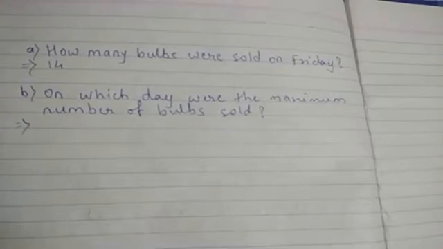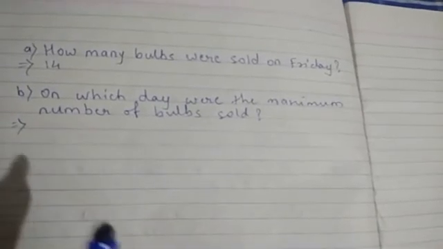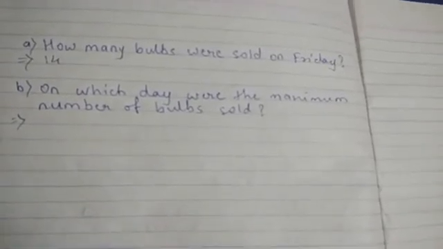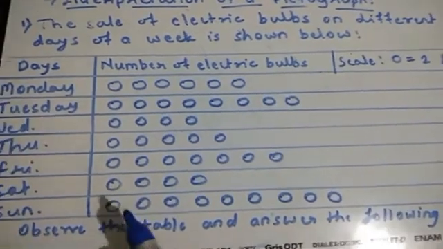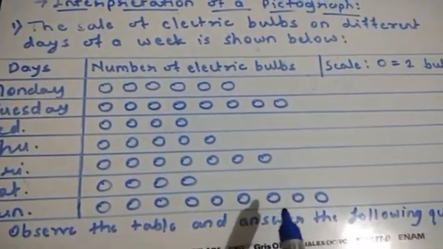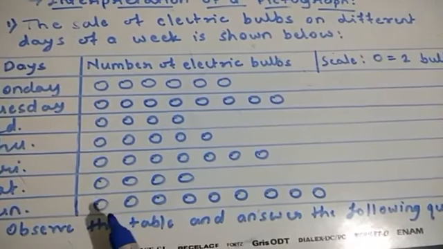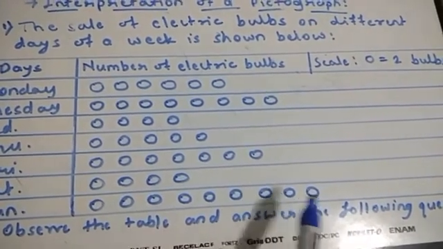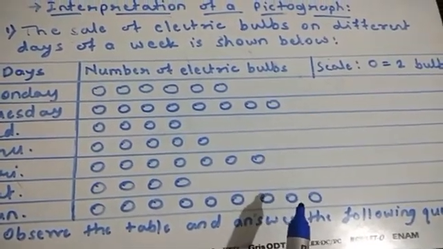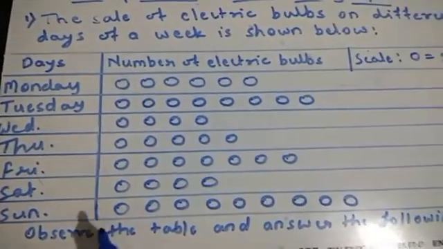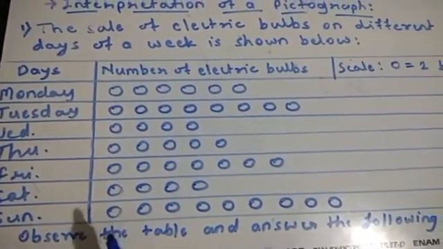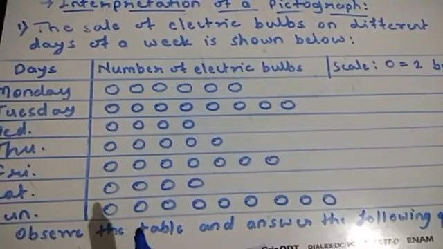The next question is on which day were the maximum number of bulbs sold? Here we can see on Sunday we have the maximum number of circles. We count 1, 2, 3, 4, 5, 6, 7, 8, 9. 9 circles means 9 2s are 18 bulbs were sold on Sunday. Therefore, on Sunday the maximum number of bulbs were sold.